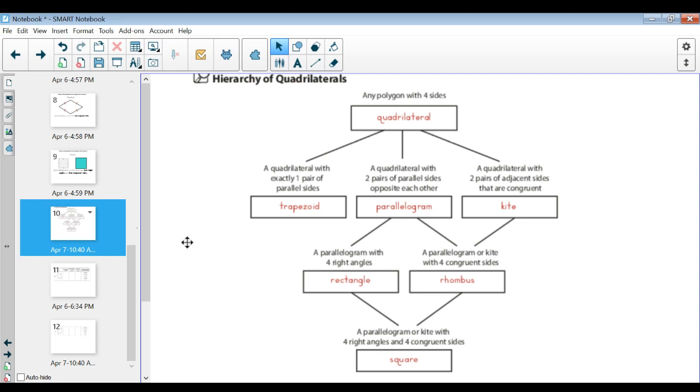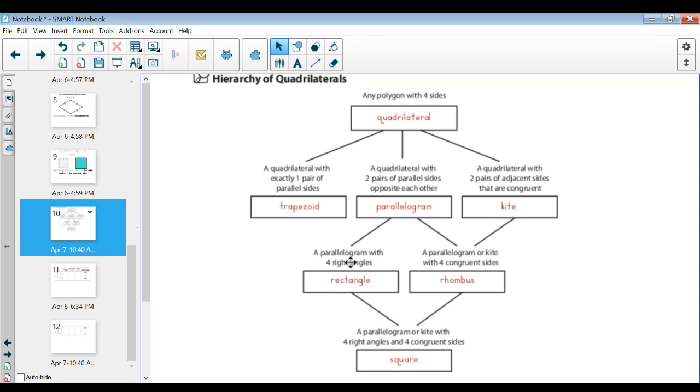Now that we are a little more comfortable with the definitions of these various quadrilaterals, let's dig a little deeper into this hierarchy. You may have noticed, let's just start with the rectangle, that your rectangle has the term parallelogram in its definition. You also may have noticed that the term parallelogram has quadrilateral in its definition. This means that the rectangle can also be classified as a parallelogram and a quadrilateral.